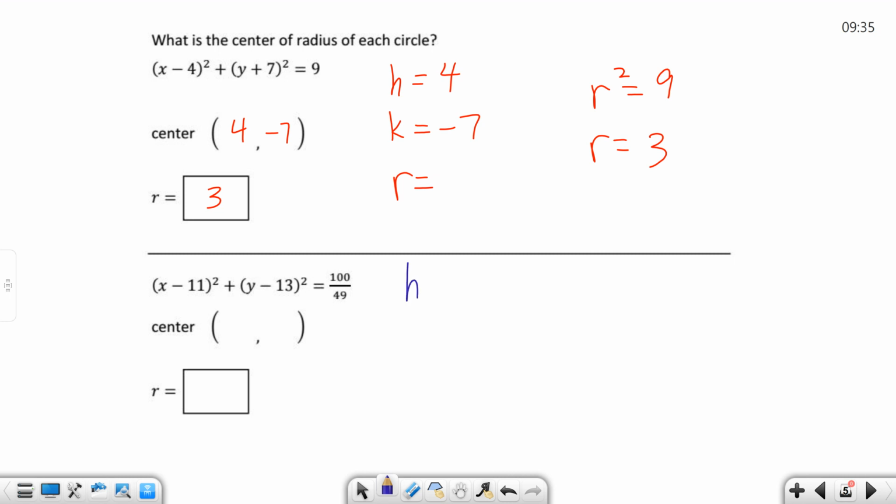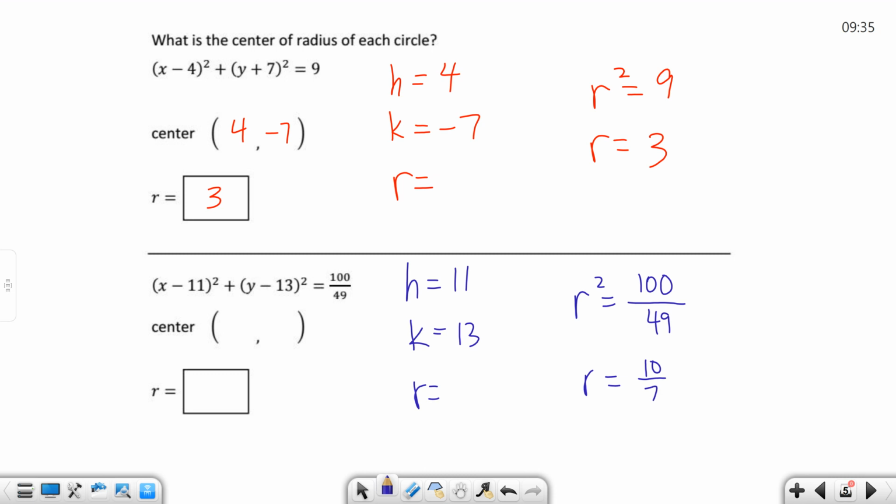So again, I want to identify h, k, and r. h here is 11, and then k is 13, right? The opposite of that is 11 and 13. And then r squared this time is a fraction. It's 100 over 49. But look, how do you square root that? If you take the square root of 100 over 49, it's the square root of 100 over the square root of 49. So it's going to be 10 over 7.